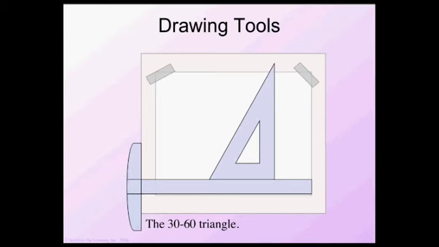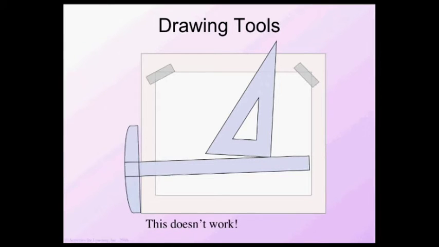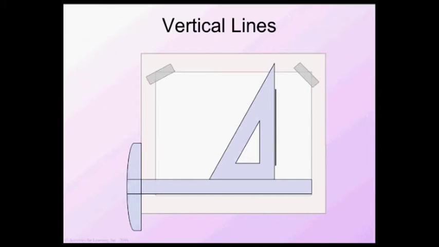Now I've included a 30-60 triangle. My angles are 30 degrees up in the top, 60 down on the bottom left, and a 90-degree corner. This is a 30-60 triangle. The triangle must hug the T-square. So if it ends up getting off kilter, it won't work. Your lines are going to be off. You want to keep them together. And then using this, we can draw our vertical lines.